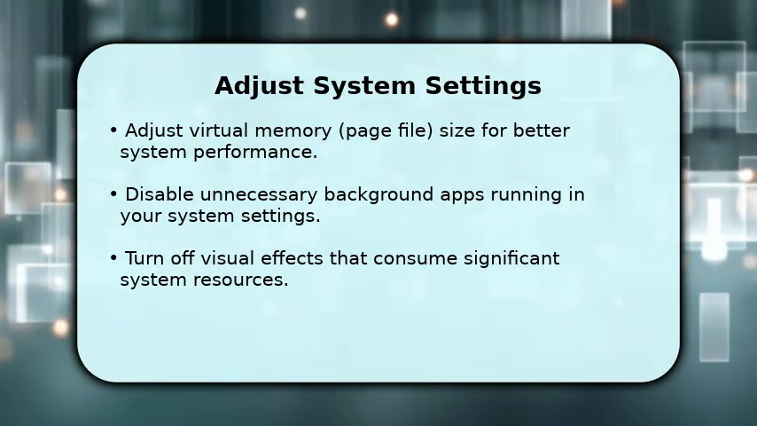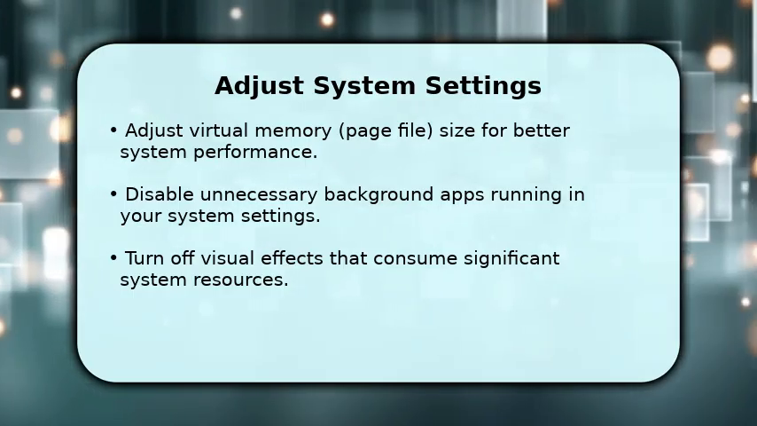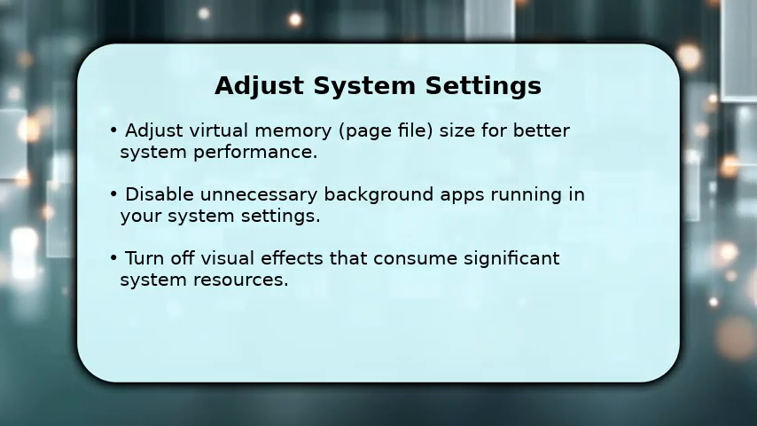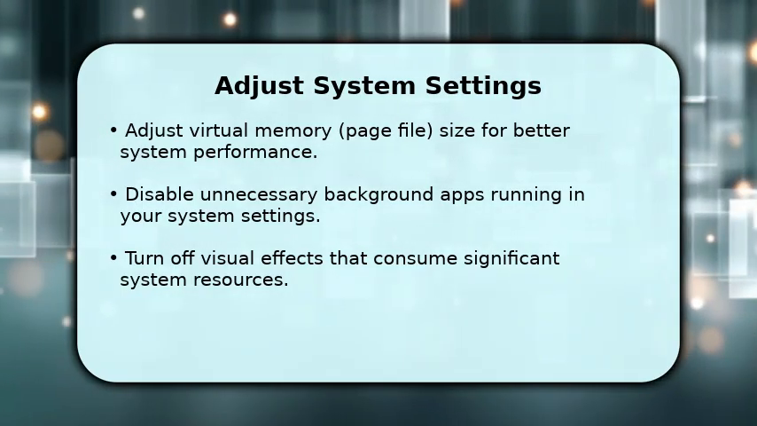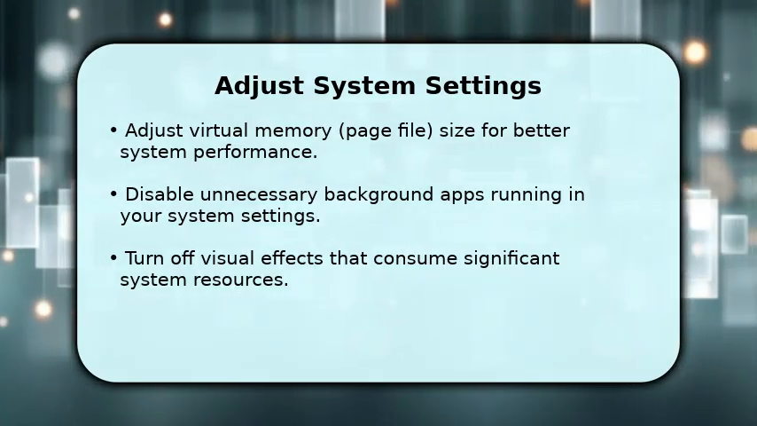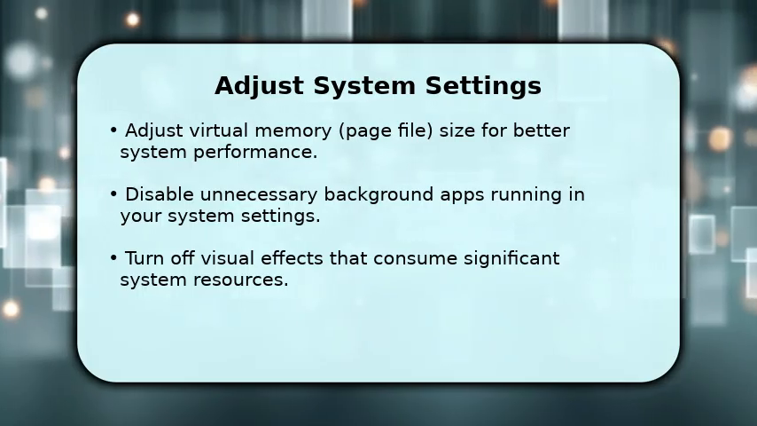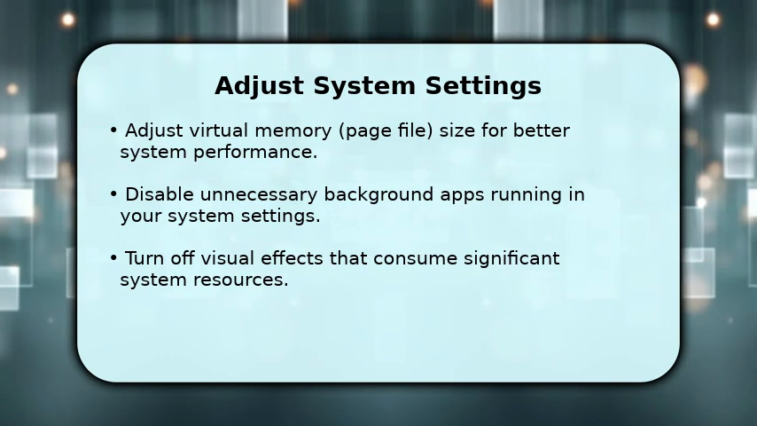Moving on to system adjustments, optimizing your virtual memory, also known as the page file, can significantly help. You can manually set its size to a recommended value, often 1.5 times your installed RAM. Also, review your privacy settings to disable background applications that are not essential. Furthermore, consider turning off some visual effects in your system's performance options. These can consume a surprising amount of memory for purely aesthetic purposes.